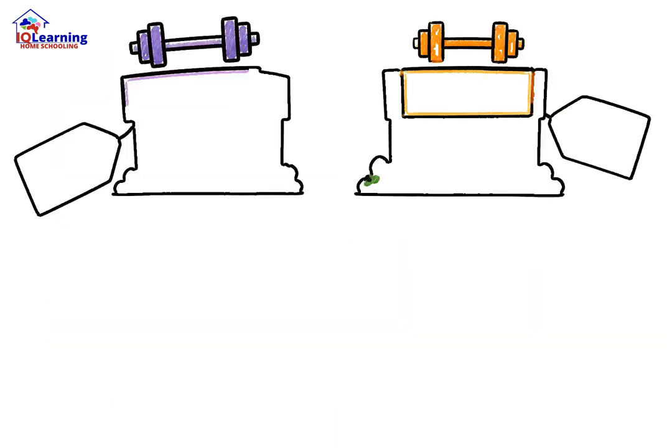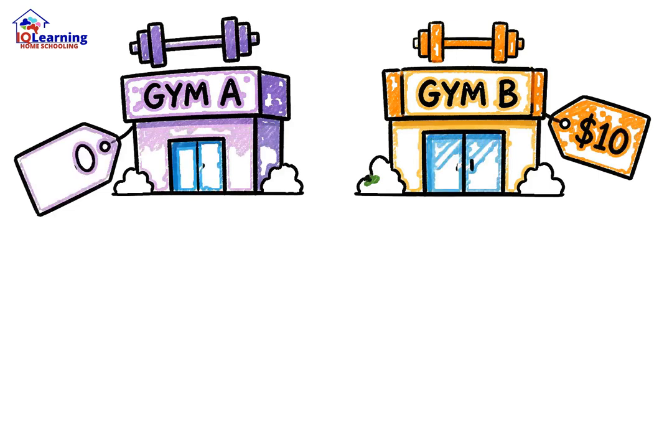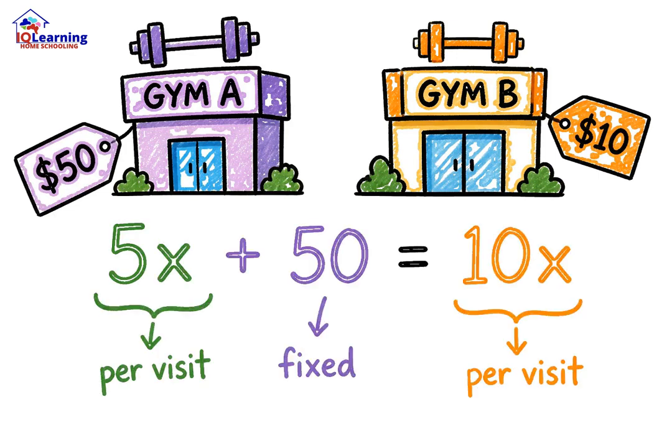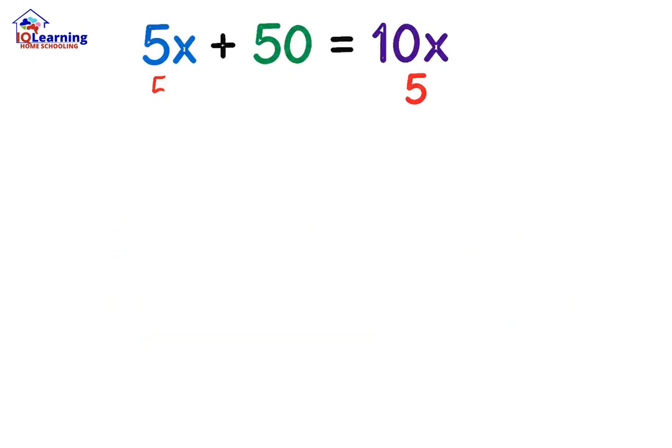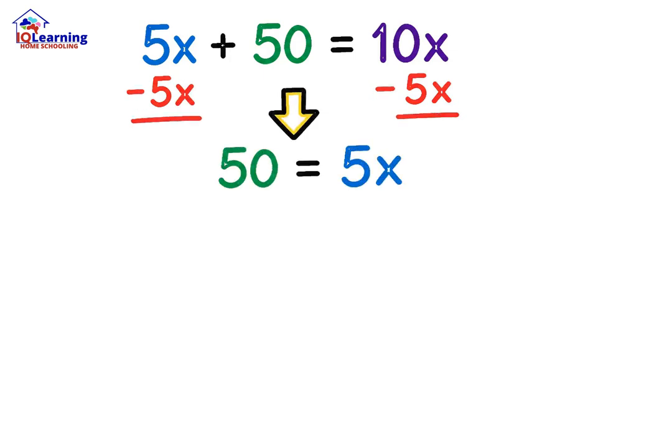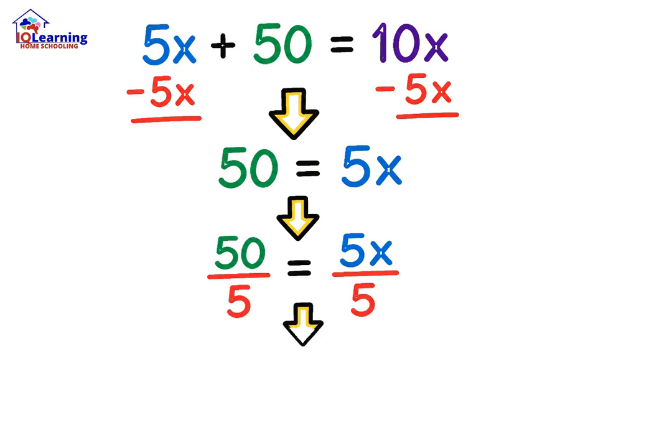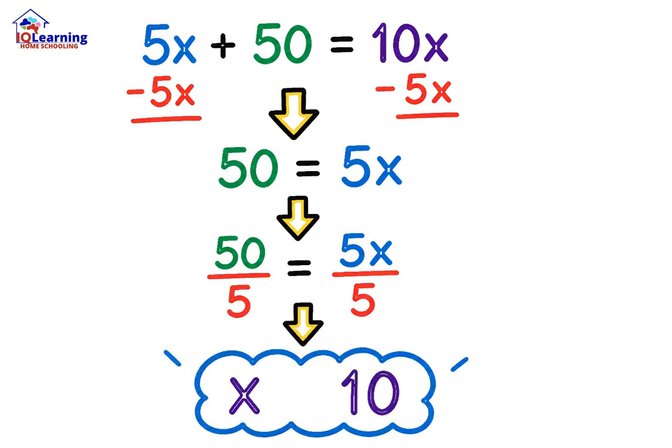So, back to our gyms. The equation is 5x plus 50 equals 10x. We move the smaller variable, 5x. Subtract it from both sides, we get 50 equals 5x. Divide by 5 and x equals 10.